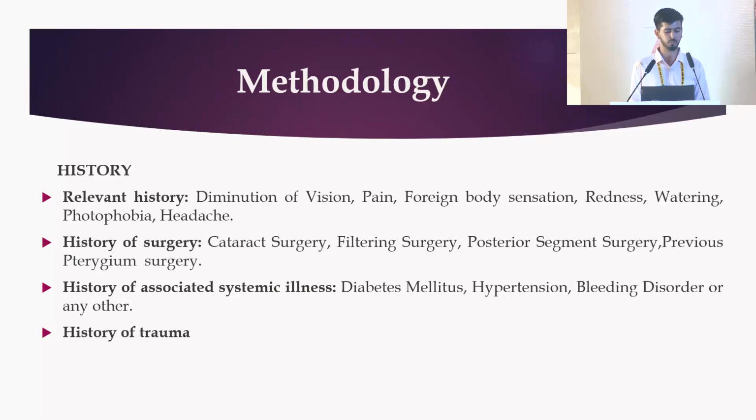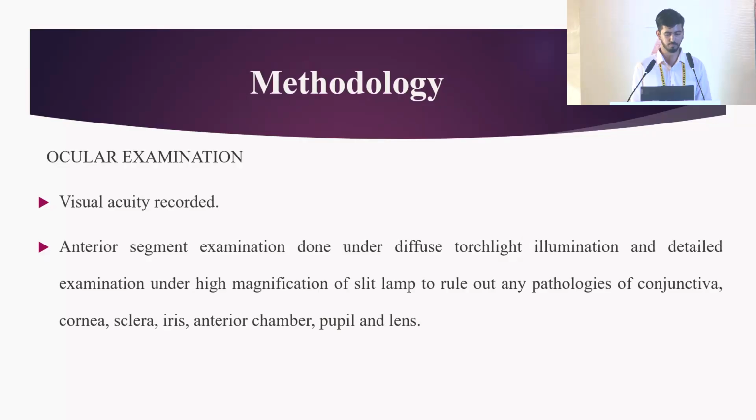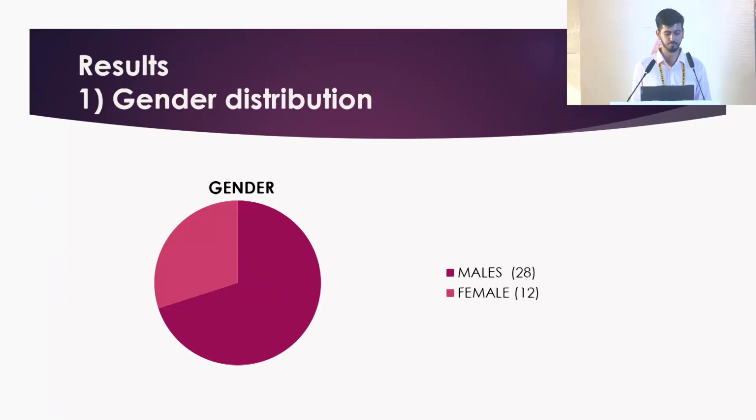Relevant history of diminution of vision, pain, foreign body sensation, redness, photophobia, headache was taken. Any previous surgery history was taken. Associated systemic illness, chronic illness history was taken, and history of trauma also was taken. On ocular examination, visual acuity was recorded. Anterior segment examination was done with slit lamp examination.